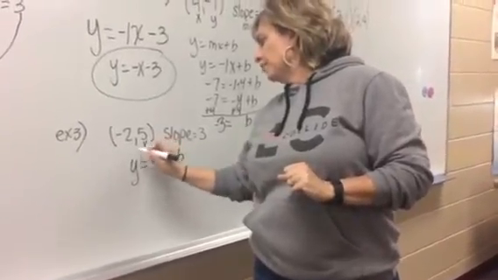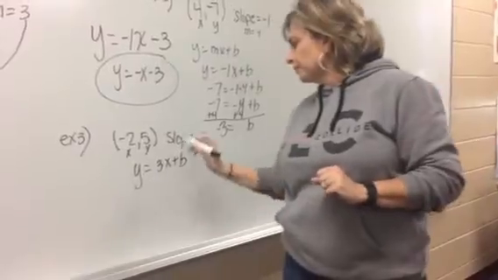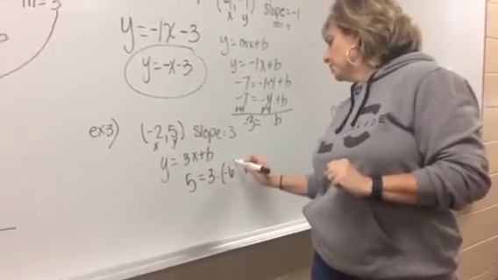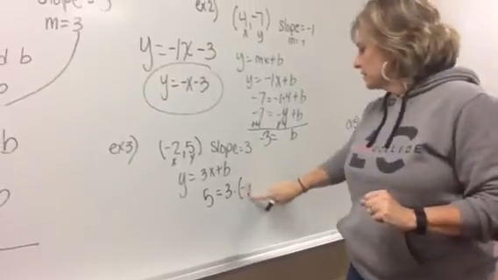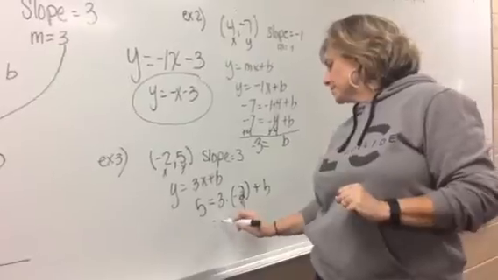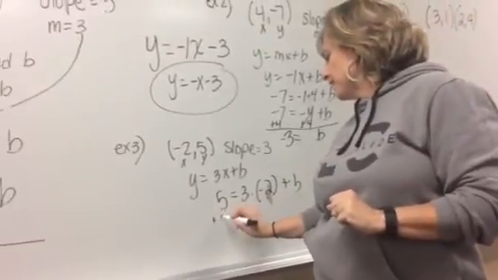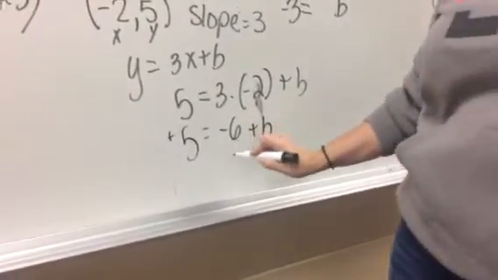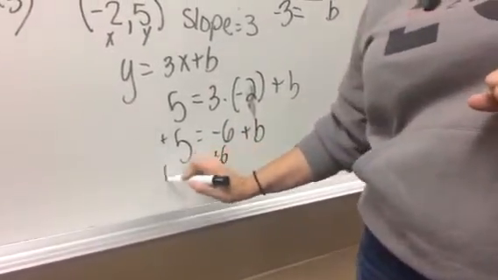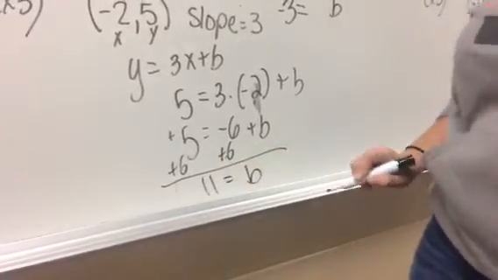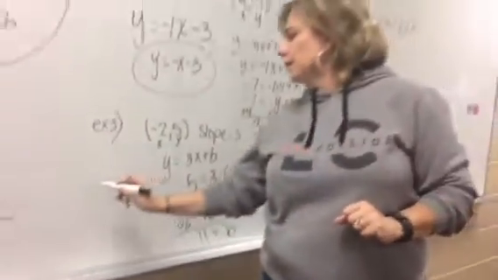My y is 5, my x is -2. 5 equals 3 times -2, oops, and I wrote 6. 3 times -2 is -6. This is a +5 over here, plus b. What's the opposite of -6? +6. So what happens now? B equals 11.